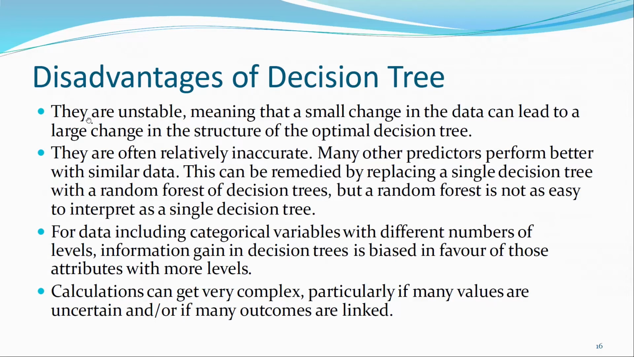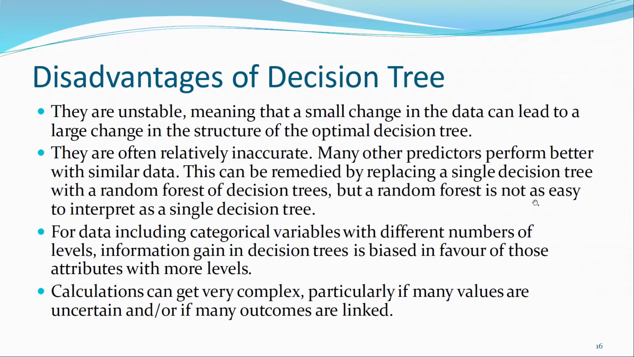Generally, decision trees are unstable. By unstable, we mean that a small change in the dataset can lead to a large change in the structure of the optimal decision tree. They are often relatively inaccurate. Many other predictors perform better with similar data.